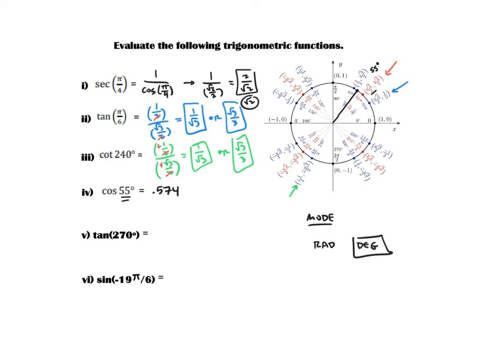55 degrees. It's asking me what is the x value for that. Well, the x value for that comes out to be 0.574. Okay, so 55 puts my x value a little bit further to the right than 1/2. I have to shift that over a little bit, so it makes sense that that would be 0.574.